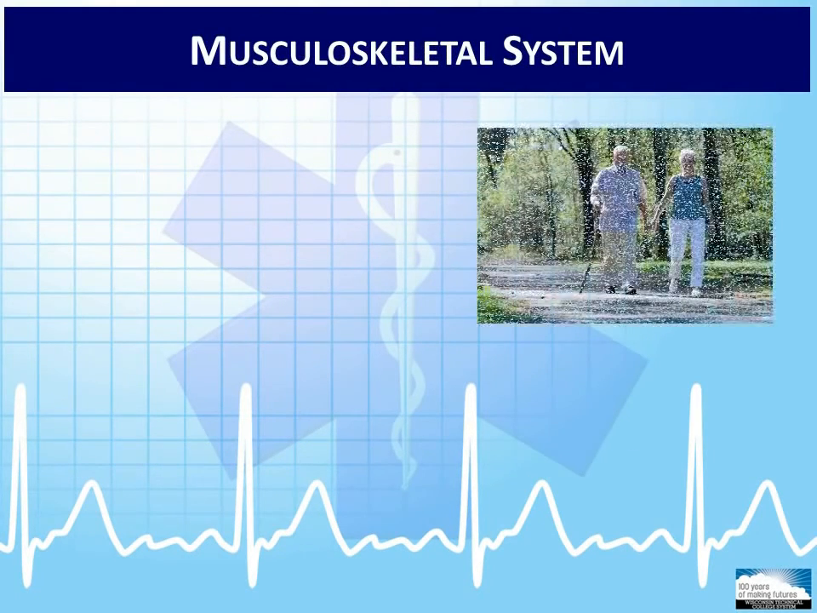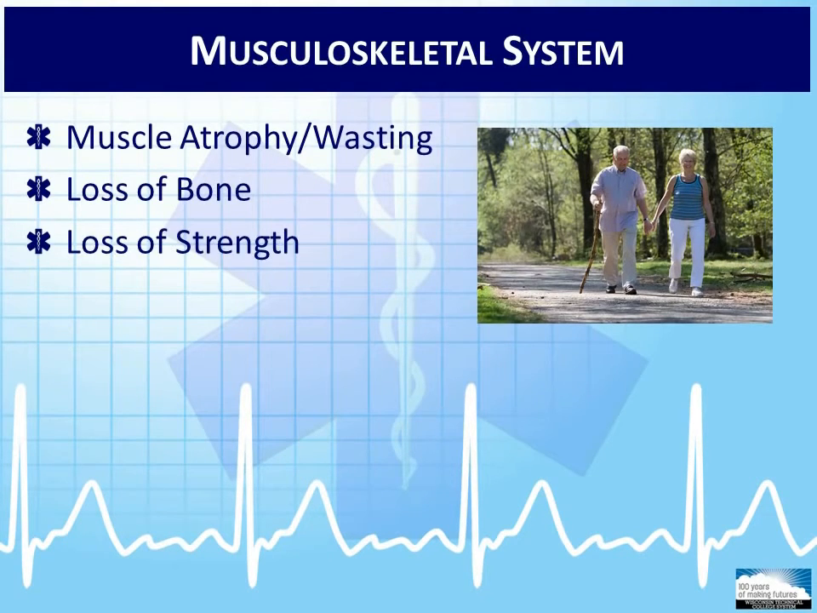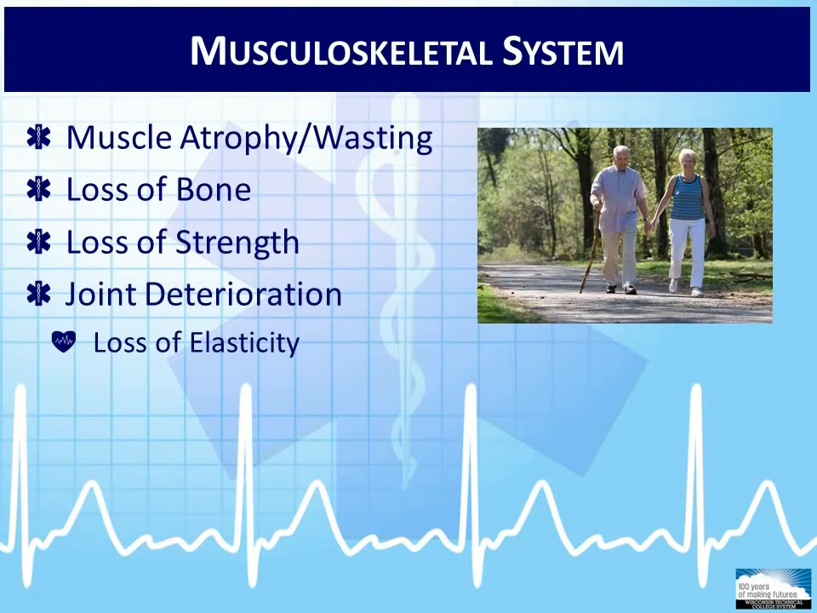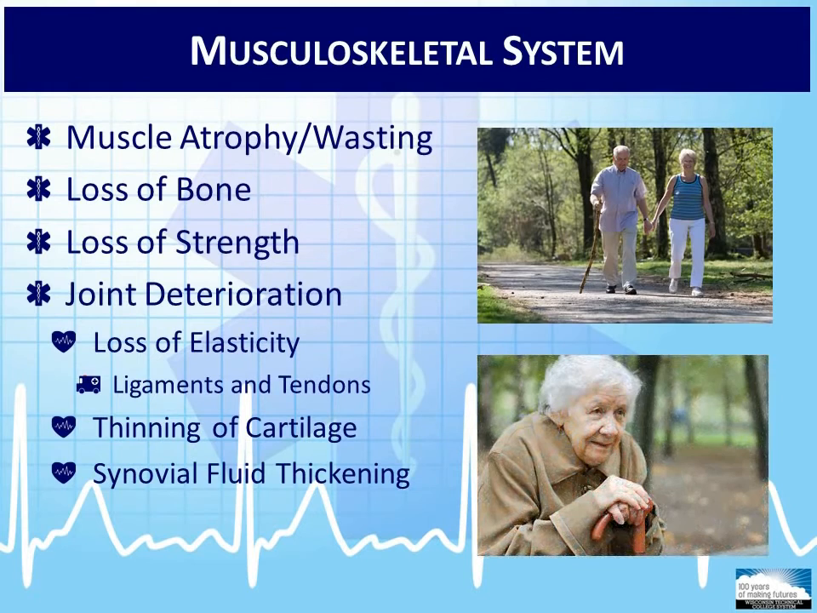As we age, our musculoskeletal system also changes. Some common musculoskeletal degenerative processes in the geriatric patient include atrophy of muscles and muscle wasting, loss of bone, loss of strength, and joint problems resulting from the loss of elasticity in ligaments and tendons, thinning of cartilage, and thickening of synovial fluid. These changes lead to conditions such as arthritis, osteoporosis, and kyphosis. Osteoporosis is a bone disease that decreases bone density, increasing the patient's susceptibility for various bone fractures and disability. Kyphosis is a curving of the spine, sometimes described as a humpback or hunchback.